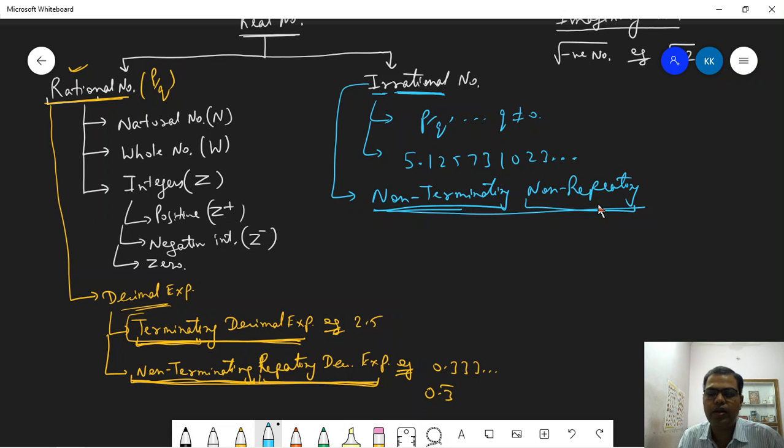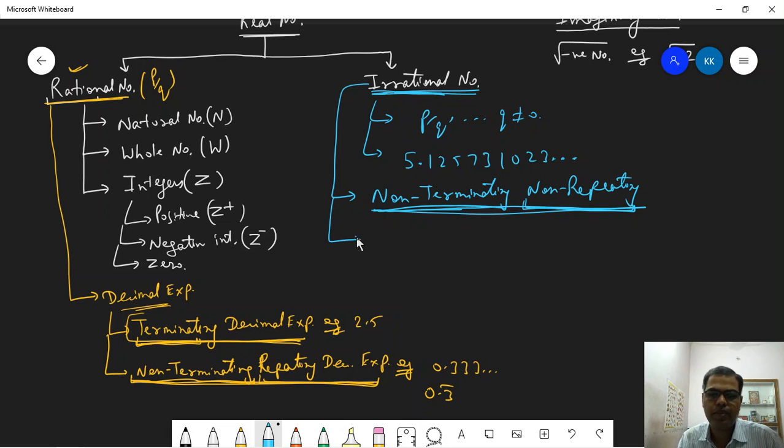And non-repeating: there is no single digit which is repeating, and there is no set of digits which are repeating here, so it is of the type non-repeating. So irrational numbers, if they are written in the decimal expansion form, are always of the type non-terminating, non-repeating.